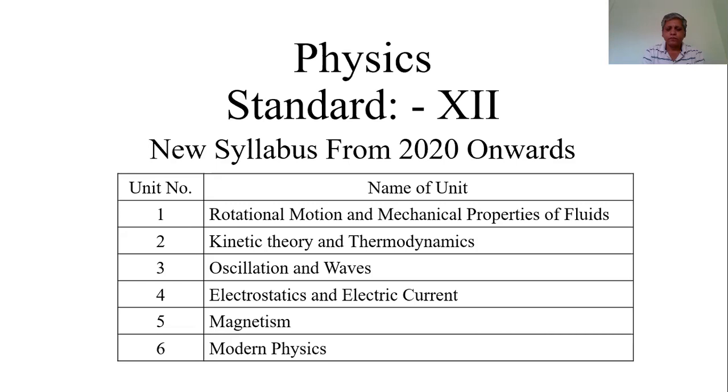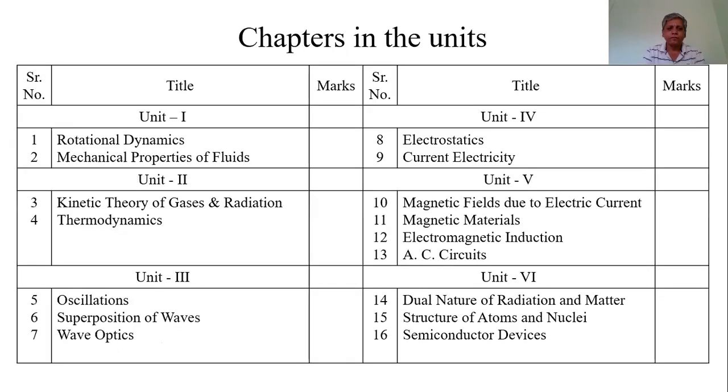In these units, the chapters are like this. In the first unit, rotational motion and mechanical properties of fluids, there are two chapters. First chapter is rotational dynamics, and second chapter is mechanical properties of fluids. In the second unit, kinetic theory of gases and thermodynamics, there are two chapters: kinetic theory of gases and radiation, that is the third chapter, and the fourth chapter is thermodynamics.